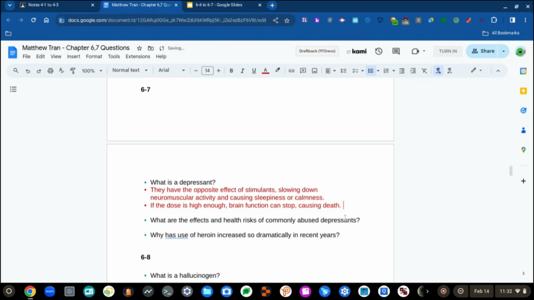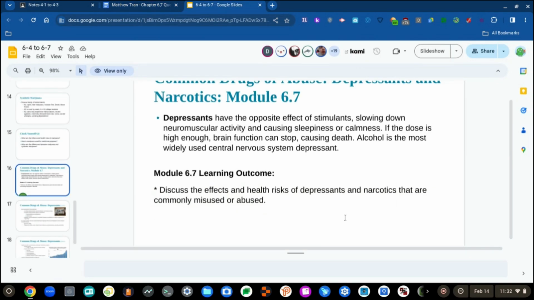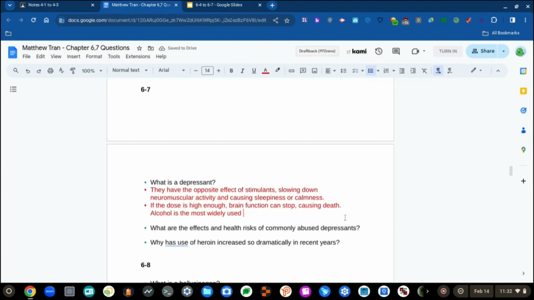Can you OD and die on alcohol? Sure, you can get alcohol poisoning. You can take too much of it and it can literally shut off your breathing and your heart rate. You could also vomit and expire too, so that's the problem. So let's talk about those.